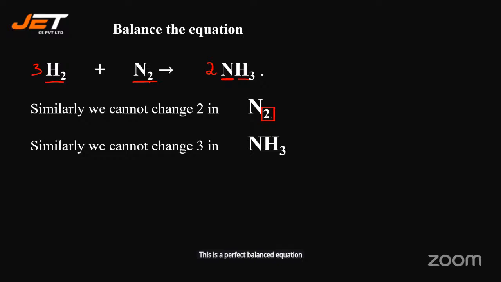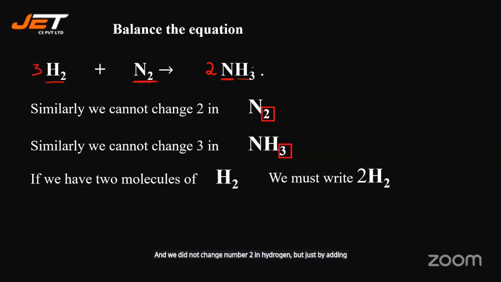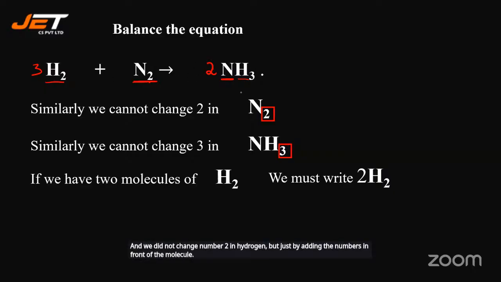Let us see. Similarly, we did not change the number 3 in ammonia. At the same time, we did not change number 2 in nitrogen, and we did not change number 2 in hydrogen. But just by adding the numbers in front of the molecule, we have balanced the equation.